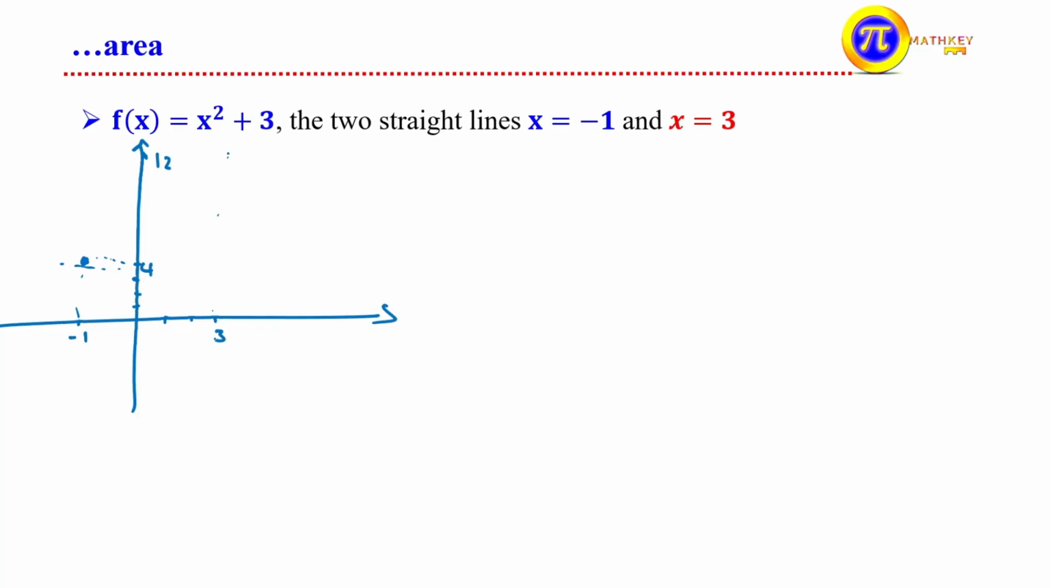So here is 3. So the graph opens upward. ለምን opens upward ሆነ? ምክንያቱም the coefficient of x squared is positive ስለሆነ opens upward ሆነ. And the minimum value when x is 0 is 3. What does the graph look like? ግራፋችን ምን ይመስላል? ግራፋችን ይሄን ይመስላል.